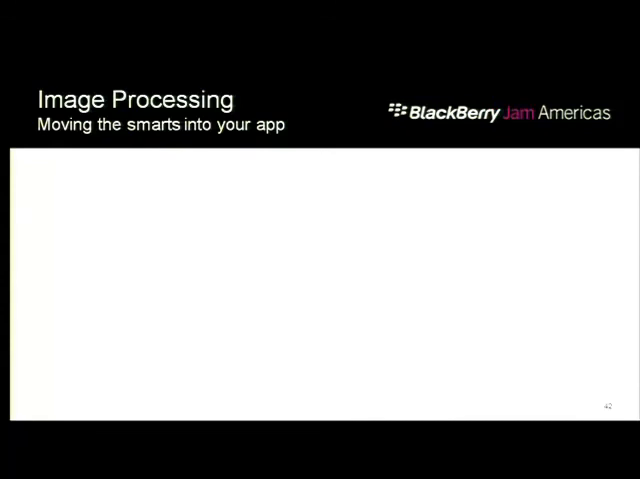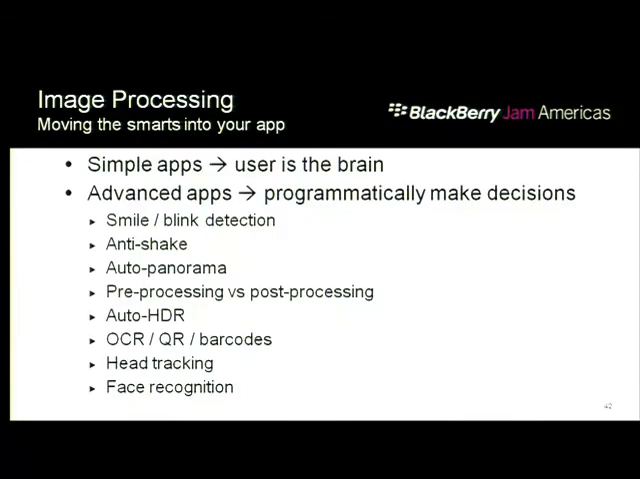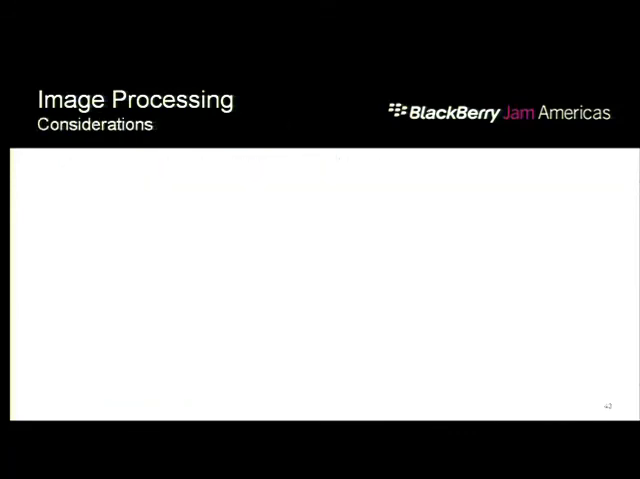Image processing, not much to talk about here. I just wanted to throw out some examples of algorithms you may want to implement if you're looking to do more advanced cameras. So you may want to implement some anti-shake, detect motion vectors, et cetera. Only take pictures when someone smiles, do head tracking, face recognition, barcode scanning, et cetera. So lots of advanced things you can do with the camera.